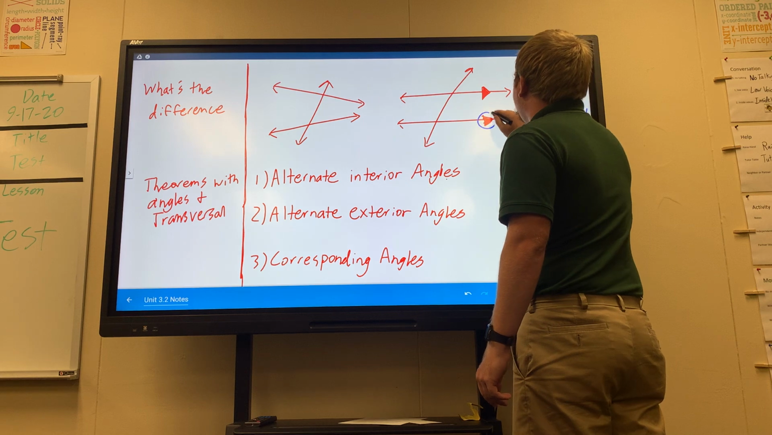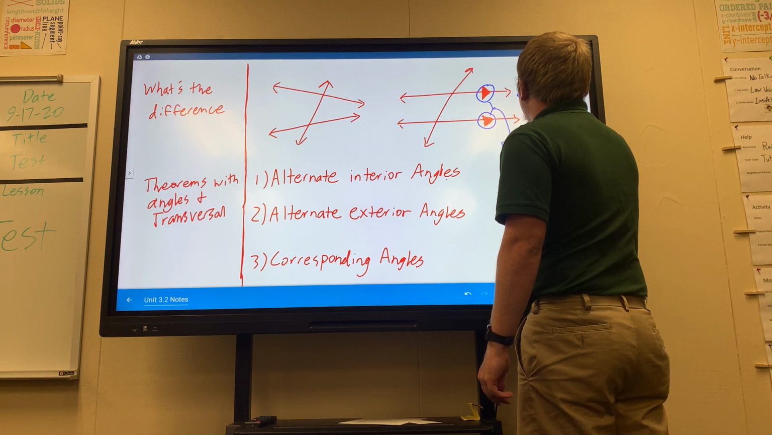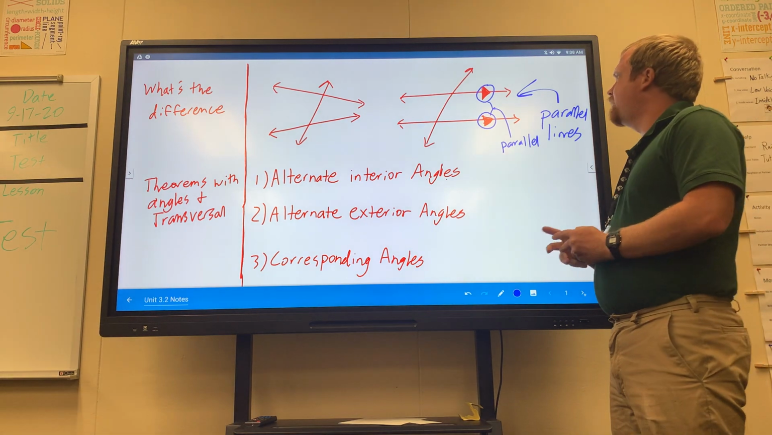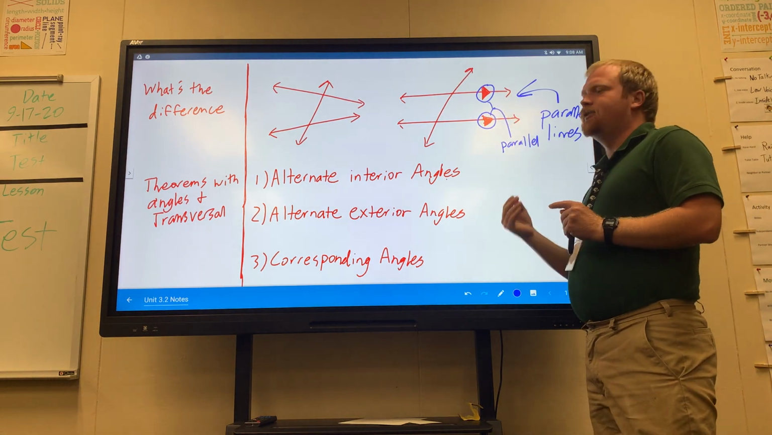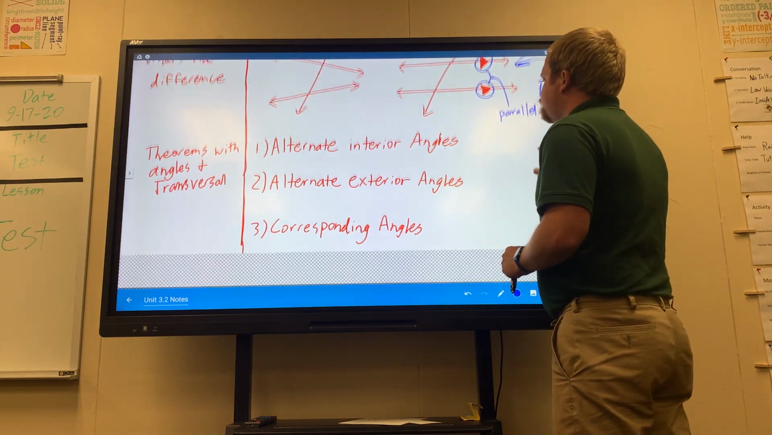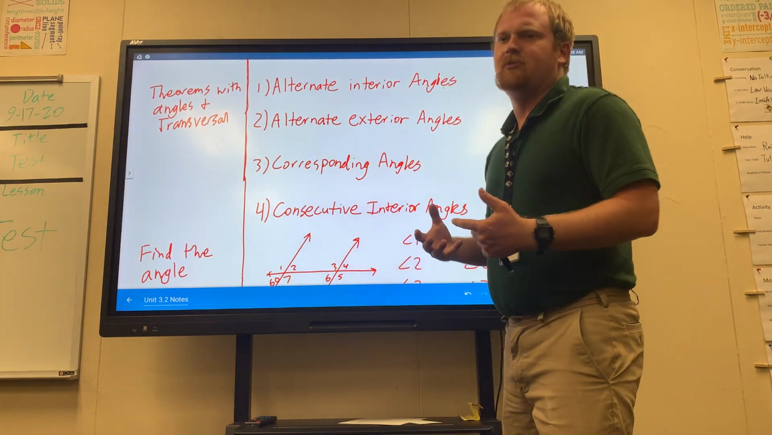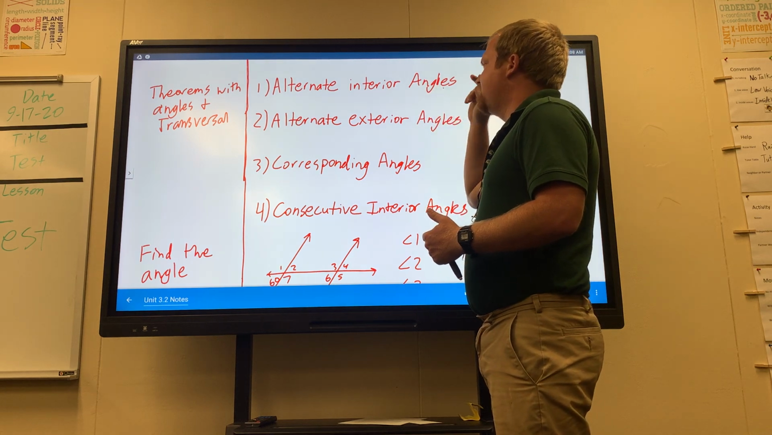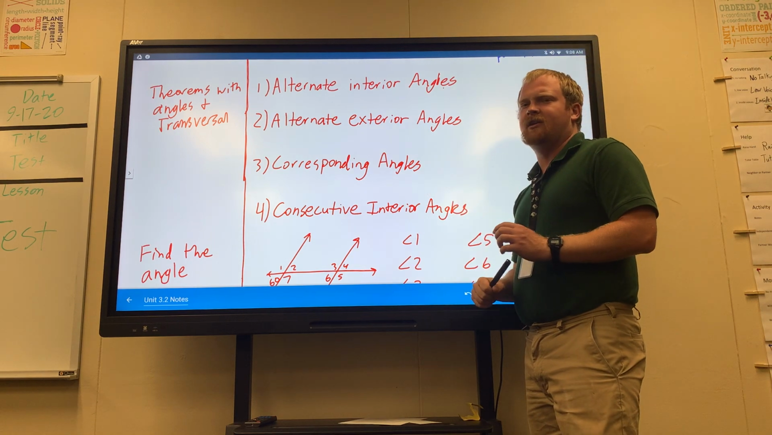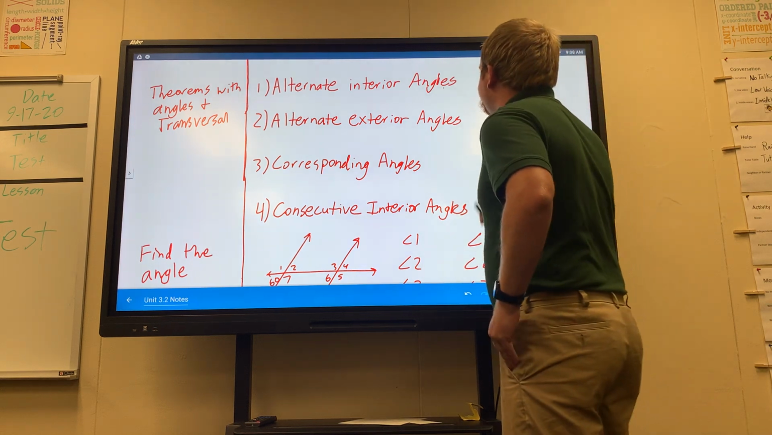Now, when I see these two arrows, they both mean parallel. Okay? So anytime I see arrows like this, I know that they're all given as parallel lines. Okay? Now, when it comes to parallel lines and transversals, they have a special relationship, especially with alternate interior angles, alternate exterior angles, corresponding angles, and consecutive interior angles. They all have special relationships. Now, what are they exactly?